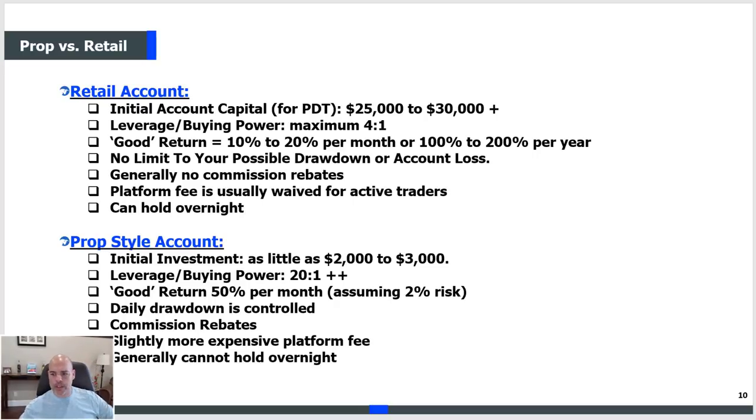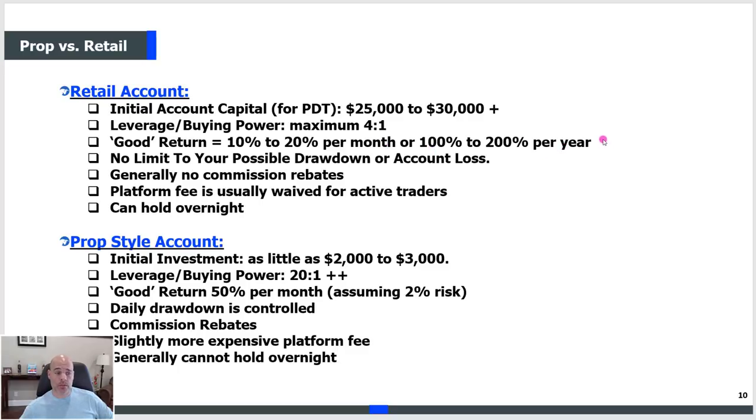about the differences. So in a retail account, guys, you need at least $25,000 to $30,000. I say $30,000 because if you go a penny under $25,000, they lock your account. You get 4-to-1 leverage intraday. That means at the end of the day, if you hold something overnight, you only get 2-to-1 leverage. But from 9:30 a.m. to 4 p.m., you get 4-to-1 leverage. A good return on this type of an account is 10 to 20% per month, okay? Or 100 to 200% per year.